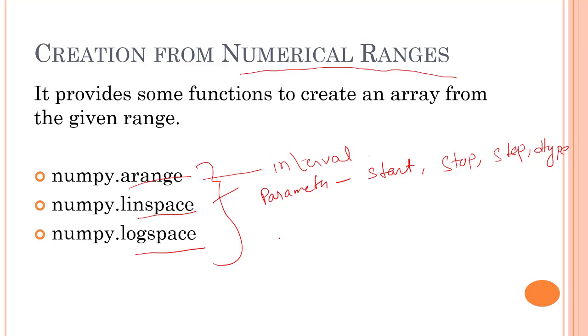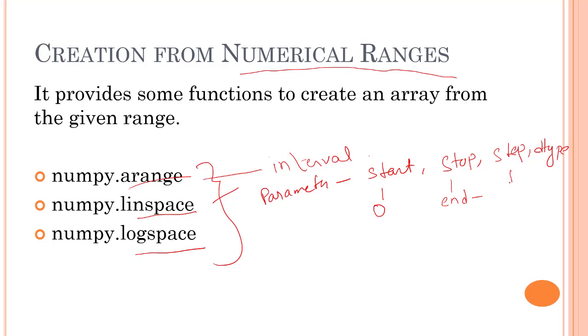The first one is start. Start indicates the interval position, and it always starts from the default value of 0. Then we move to stop. This parameter represents the value at which the interval will end, because stop is denoted as the end.